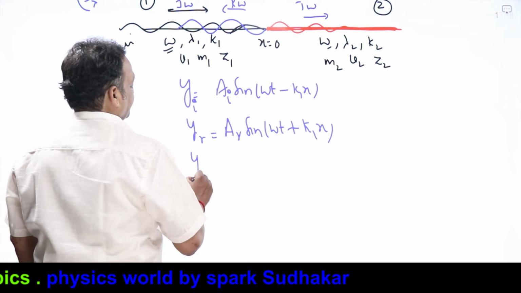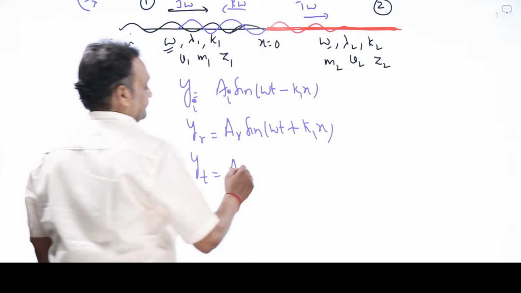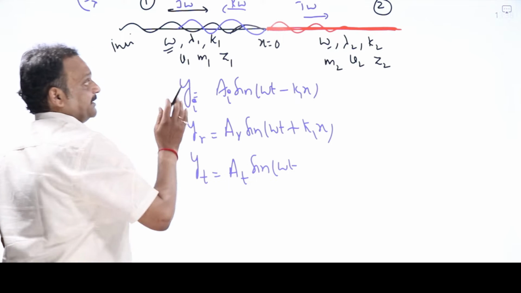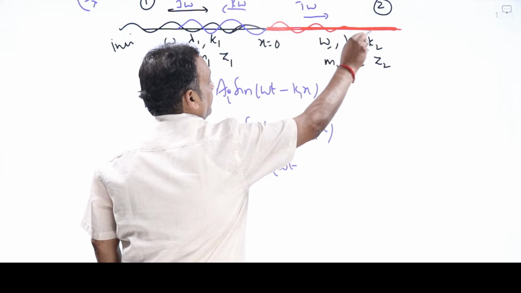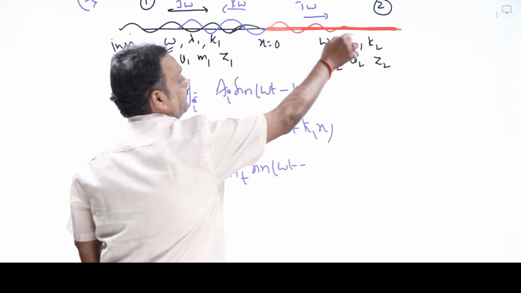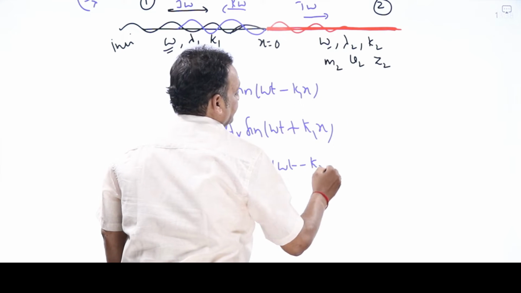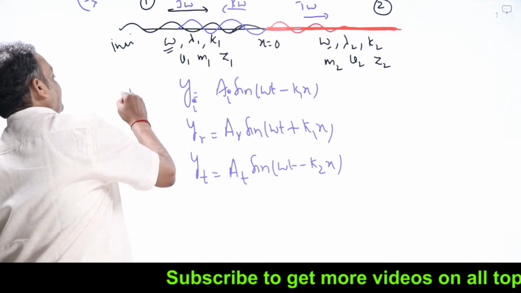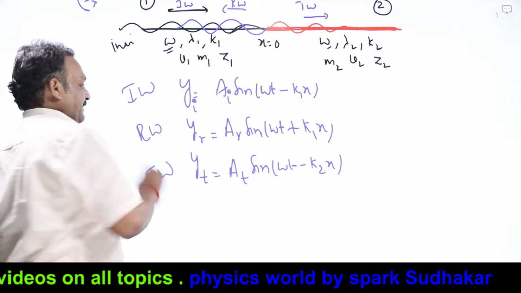Instantaneous displacement of the transmitted wave, yt equals the amplitude of the transmitted wave, At, sine omega t, because frequency will not change when I go from one medium to another. The transmitted wave is also propagating along the positive x direction only, so I'll put a minus sign here. But the transmitted wave is going in a medium with propagation constant k2, so I'll write it as minus k2x. These are the instantaneous displacements of the incident wave, reflected wave, and transmitted wave respectively.